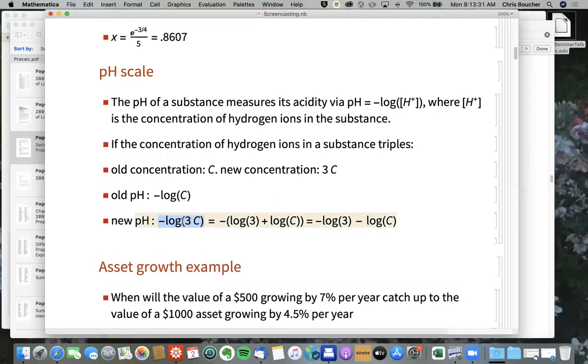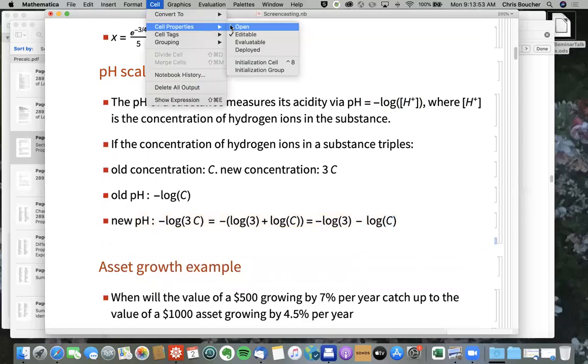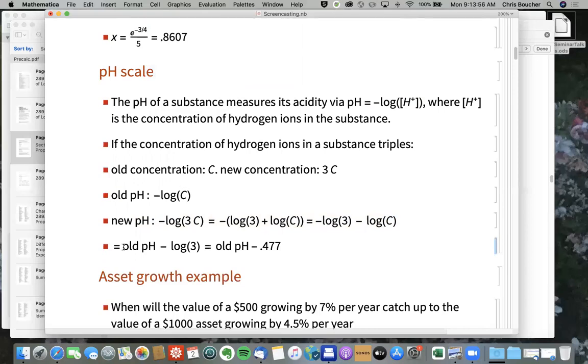But I can use properties of logarithms here to get a little bit of clarity as to what happens to the pH measure. This is a product, 3 times C, and the log of a product is the sum of the logs right there. And when I distribute the minus sign through the parentheses, I get this. And I notice that the second term here is just the original concentration, right? So this is equal to the old pH, minus log C, which is the original pH. And then there's a minus log 3 added to it.